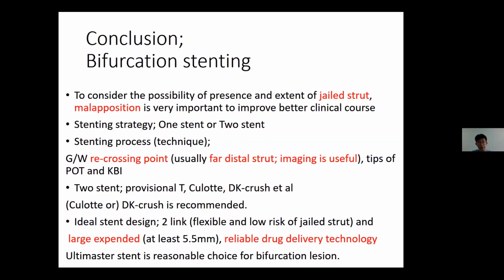For two-stent strategies, DK crush or cross stent are recommended. The ideal stent design is a two-ring. It means flexible and low risk of jailed struts remaining, large expansion of at least 5.5 millimeters, and the reliable drug delivery technology is the ideal stent design. The Ultimaster stent is a reasonable choice for bifurcation lesions. Thank you for your attention.